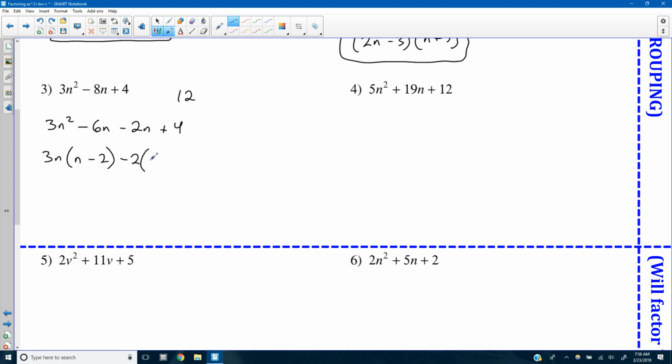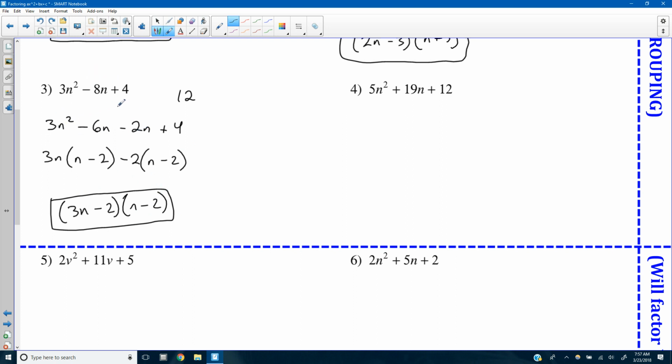So again, I'm factoring out a negative 2 there. And then I'll have n minus 2 as a result. Factor out the n minus 2, and I'll be left with 3n minus 2 over here. And that factors out. Don't take my word for these. Always double check and distribute. 3n squared minus 6n minus 2n plus 4. Okay, and then those add to negative 8.